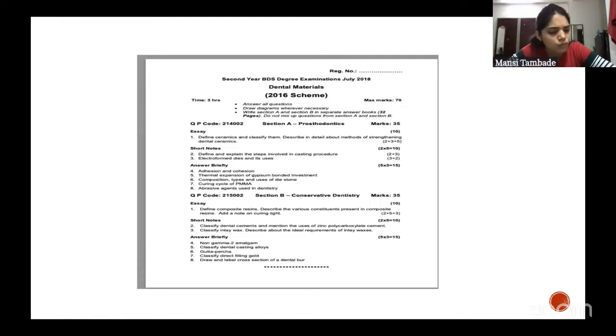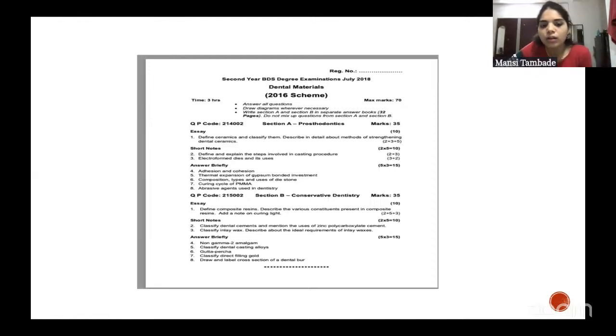Then amalgam, obviously it's very important. Classification of dental casting alloys, it's very important. Gutta-percha is one of the parts of endodontics, and it is given in the materials we use to fill the root canal. So in that chapter, you will get the answer to this question. Classify direct filling gold, it's also a very common question one can get.